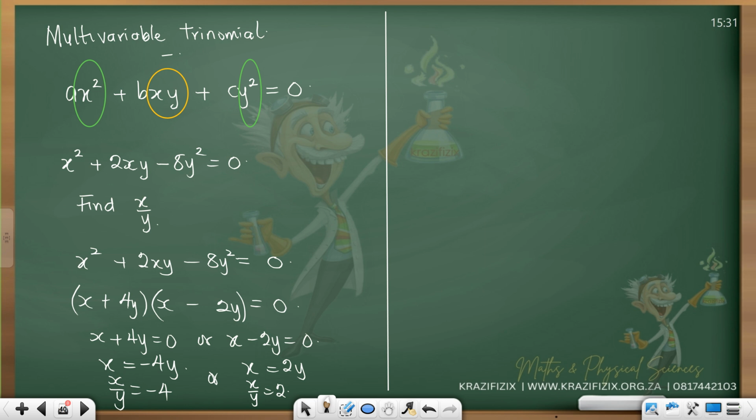So once you see that, don't get discouraged. It's still the same thing. Let's try something together. So this is what you call a multivariable trinomial. You have more than one variable. Okay, let's try an exponential trinomial.